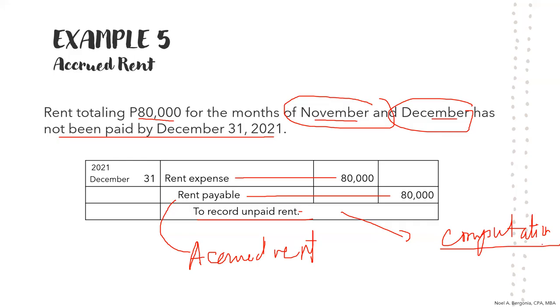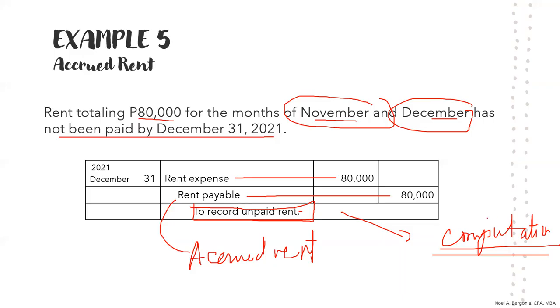Now, if you don't want to put computations, then you can put as well the words description. So just like this, to record unpaid rent. So you can do that. Either word description or computations are acceptable. Dun lang sa dati kasi we have used words since no computations pa naman yung ginawa natin doon. Pero ngayon kasi in adjusting entries, we are prone to computations. That's why we can actually put computations already in our description. Okay, so are we clear on that?